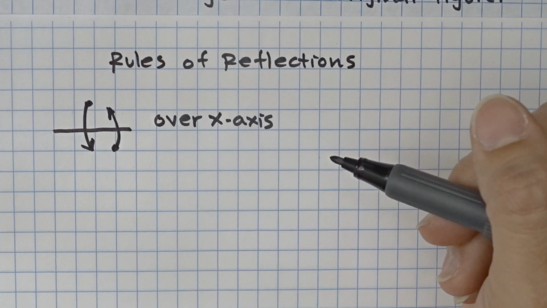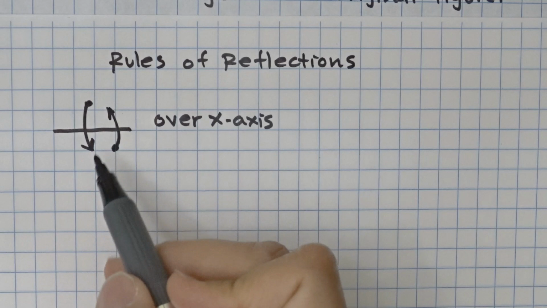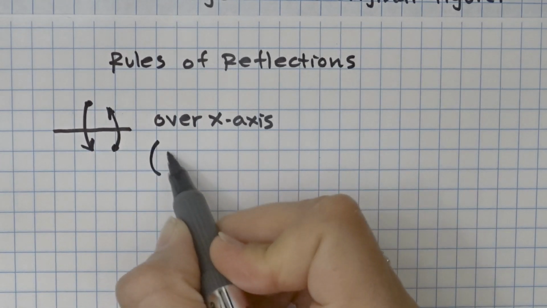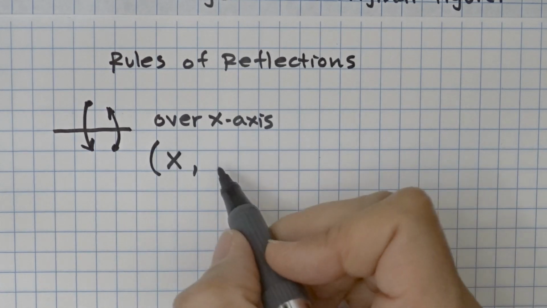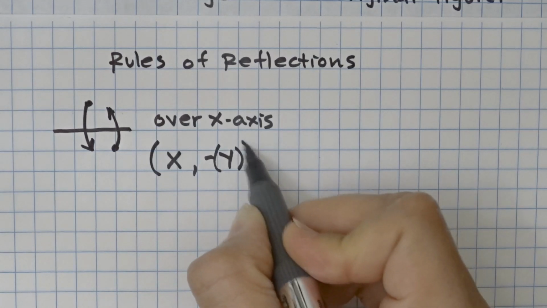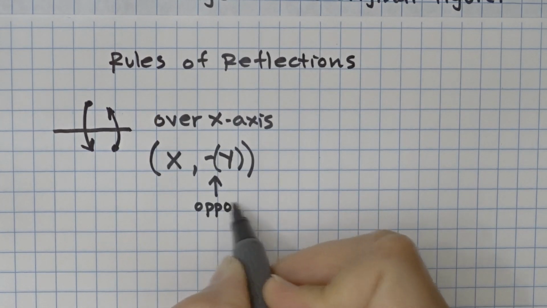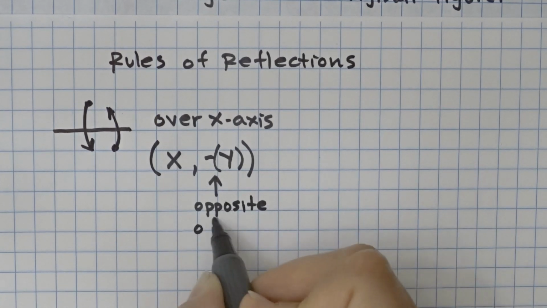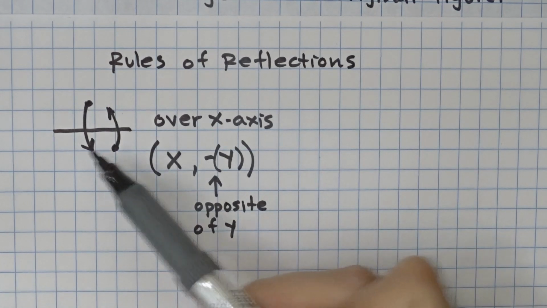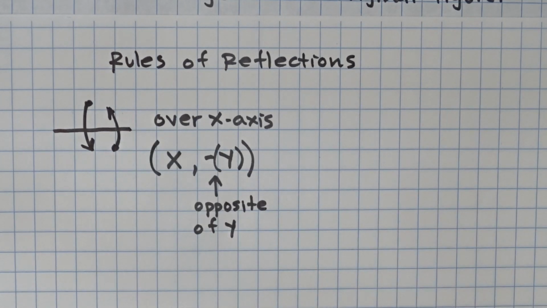So over the x-axis means this is a vertical change. Your figure is going from top to bottom. That is in the direction of the y-coordinate. So the y-coordinate is the one that's going to be changing. Your x-coordinate is not going to change, but your y-coordinate is going to become its opposite. So whatever y is, you're going to take the opposite of y. So for example, if you have a positive 2 here, it'll be a negative 2. If you have a negative 2 down here and it reflects up, it'll become a positive 2. So that's how it works.